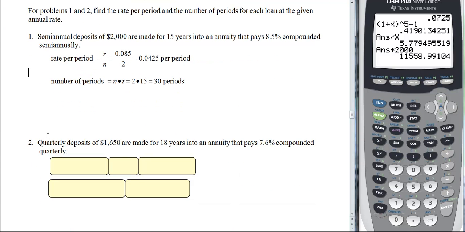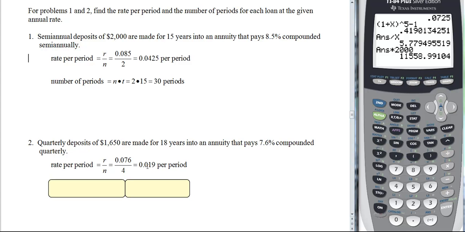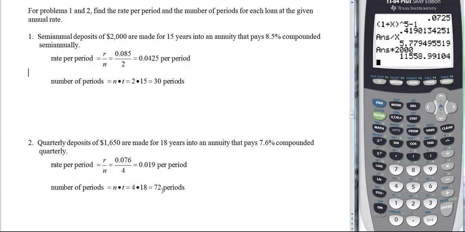Quarterly deposits, quarterly means 4, of 1,650 are made for 18 years into an annuity that pays 7.6% compounded quarterly. So our rate per period, R over N, would be 0.076 divided by 4, and that should give you that. That's my interest rate per period. Now number of periods, N times T, that would be 4 times 18, or 72.